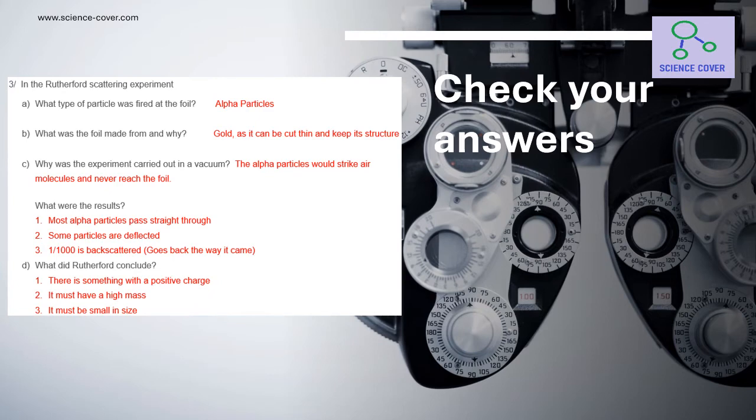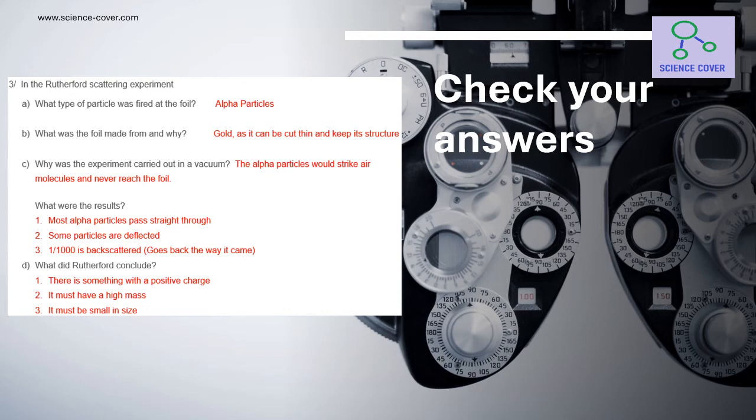In the Rutherford scattering experiment, what type of particles was fired at the foil? Those are alpha particles. What was the foil made from and why? It's gold, as it can be cut very thin and it keeps its structure. Why was the experiment carried out in a vacuum? The alpha particles could strike the air molecules and they'd never reach the foil.